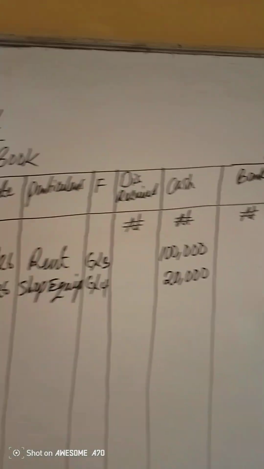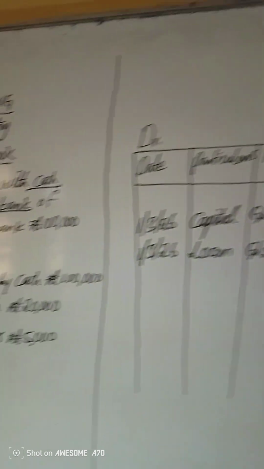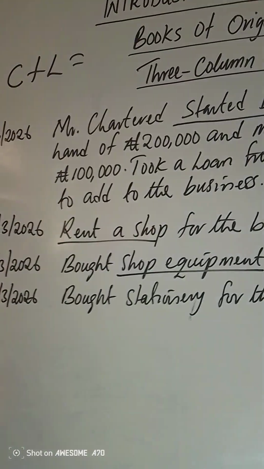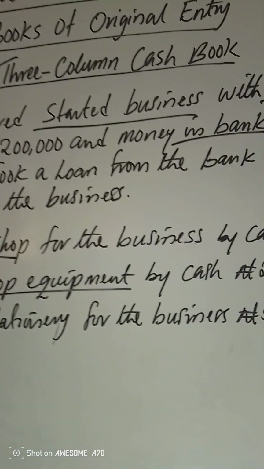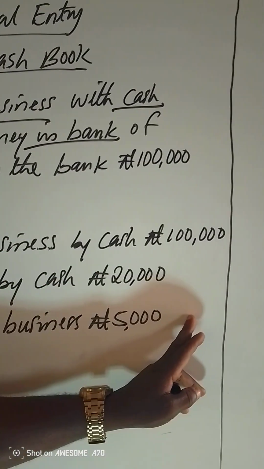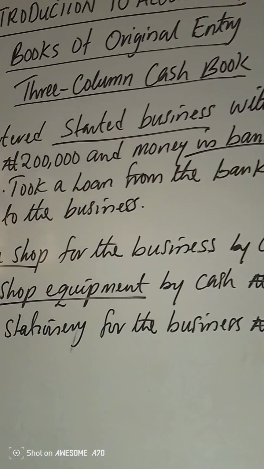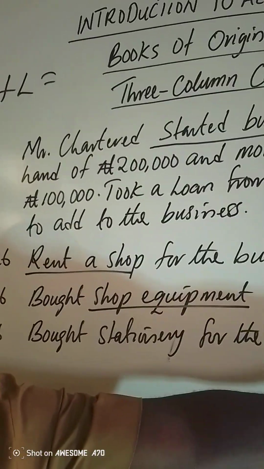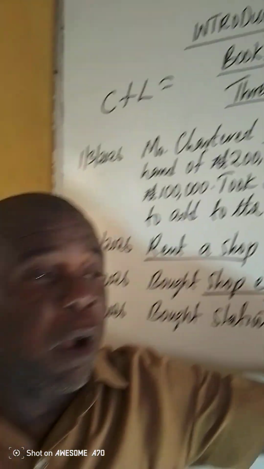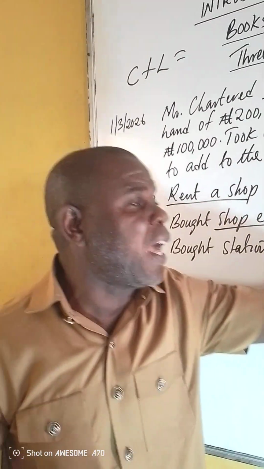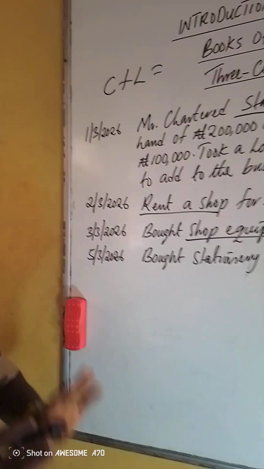Then finally, you come here to the last one. On it, it says bought stationery for the business 5,000. Here too, the emphasis is that cash is not mentioned. So most learners will feel that this might be something else. Whether the cash is mentioned or not, it still means by cash, because it was not purchased on credit. If it's on credit, it will be mentioned. For the fact that it's not mentioned, you take it that it's still by cash.